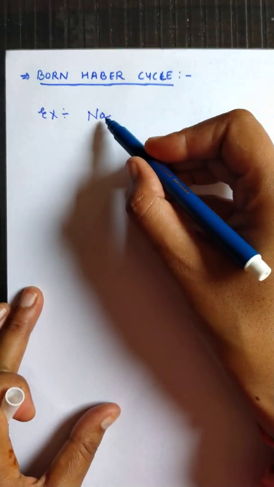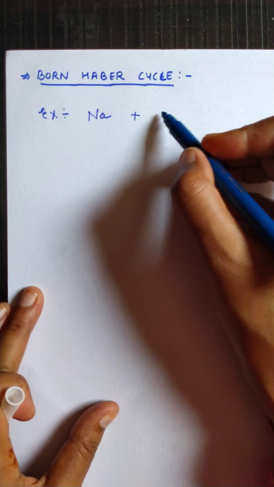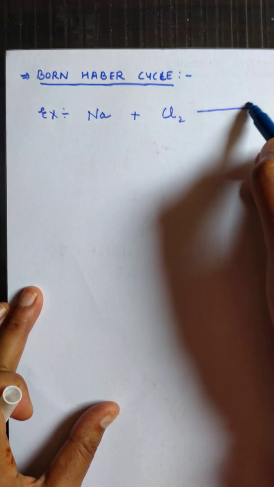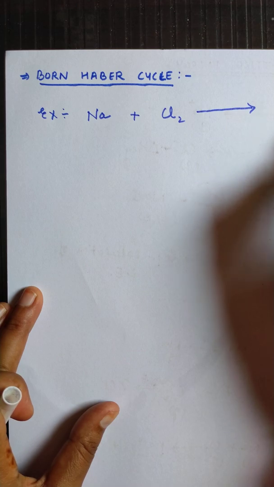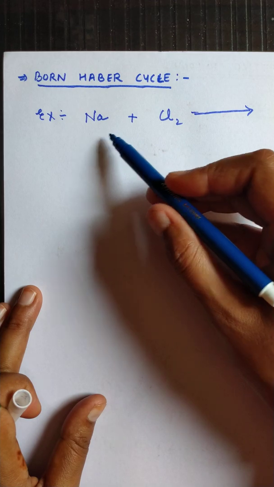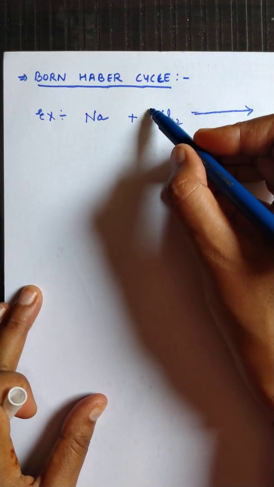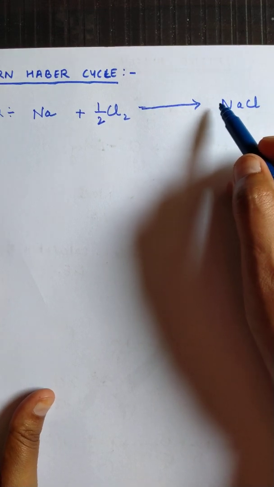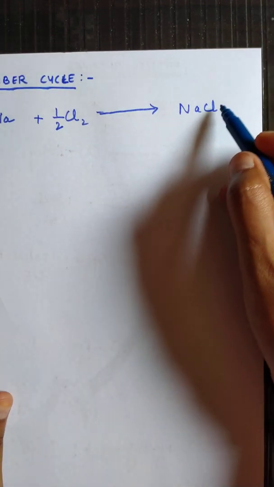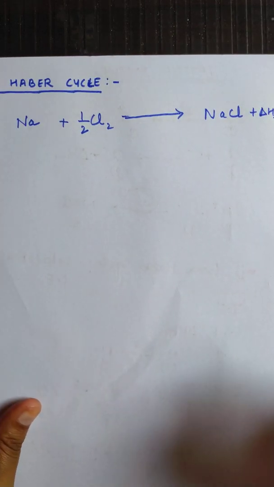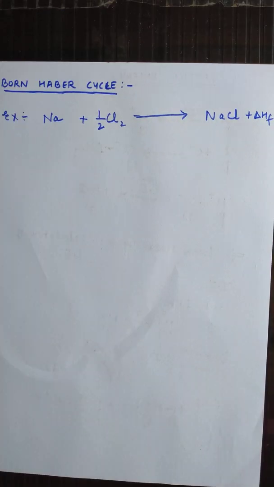So for the formation of NaCl, we know Na and Cl2 will combine with each other and form NaCl. So during the formation of NaCl from Na, मैं इसको हाफ ले लूँ because we are forming only 1 mole NaCl. During this we know that delta HF, that is heat of formation, is released. So now we are going for the Born-Haber cycle.